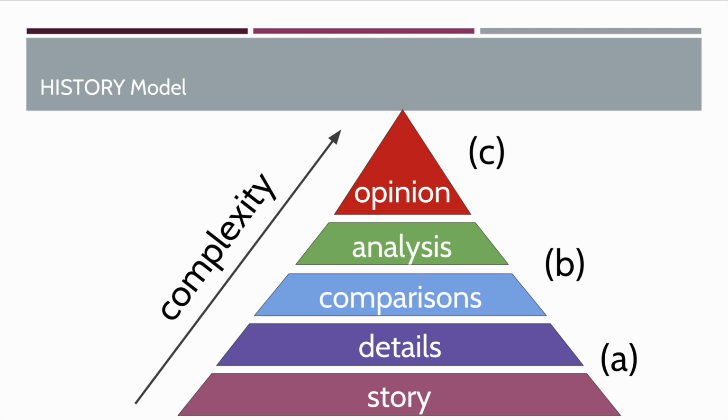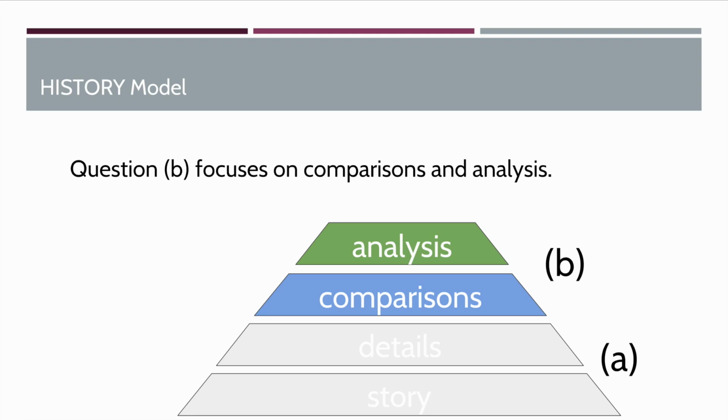Now, before we get started, let's look at our history model again. With our question A, as you may remember, we started with looking at story and detail, and in question B, we start to get into comparisons and analysis. Now, you may notice I blocked out story and details because it's not really the focus of B, but you can't build this pyramid without having that bottom layer. So as we progress in B questions and then later in C, always remember your root material.